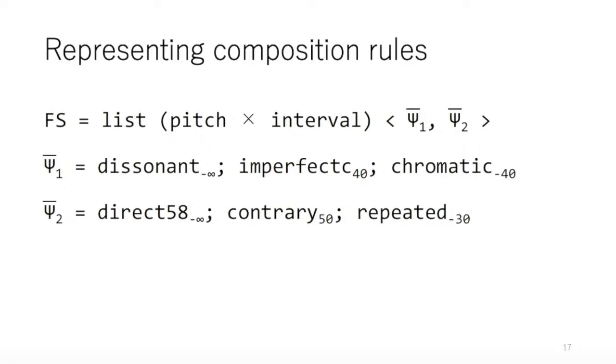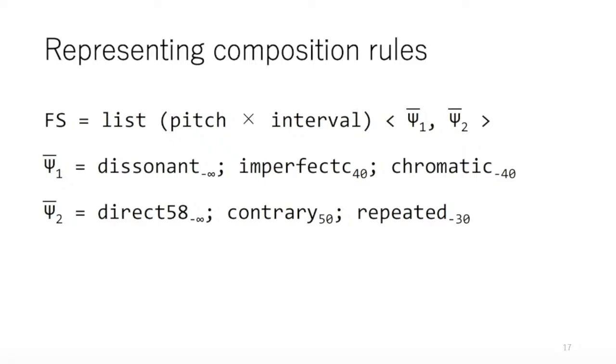With these design principles in mind, we can interpret the type here in a straightforward manner. The first group of predicates prohibits dissonance, encourages imperfect consonants, and discourages chromatic notes. The second group prohibits direct fifth and octave, encourages contrary motion, and discourages repeated notes.